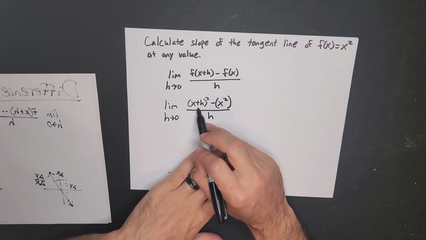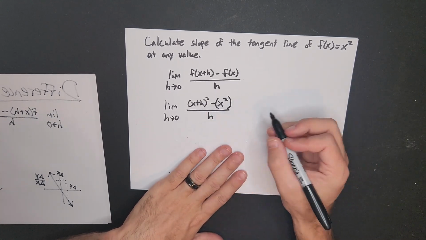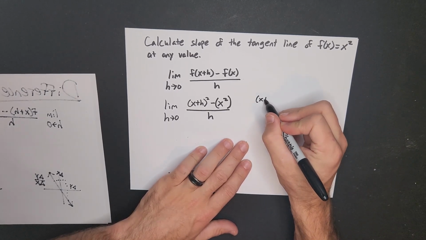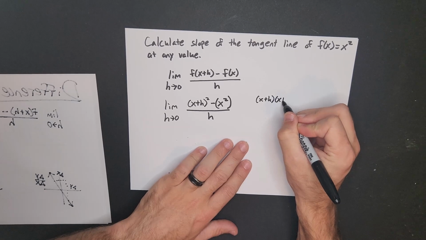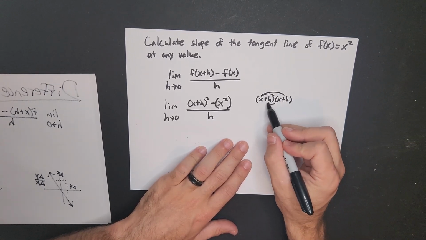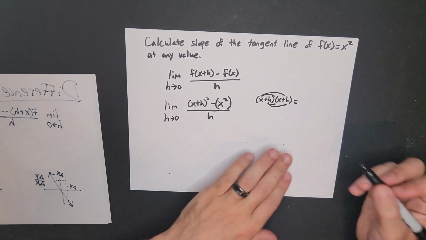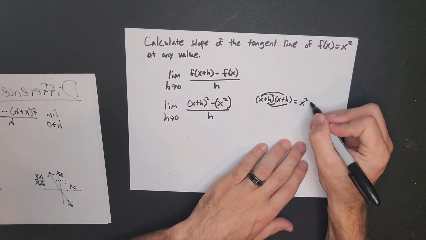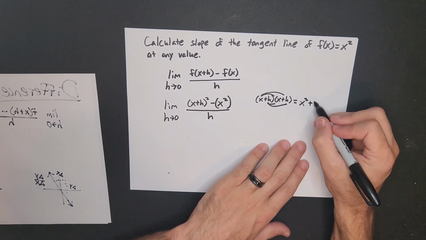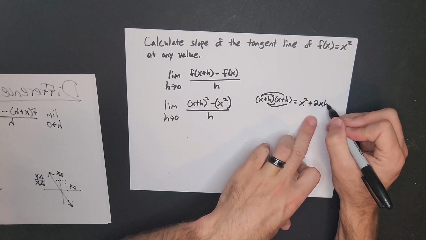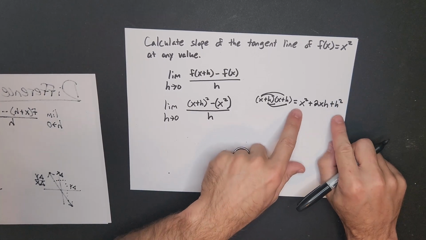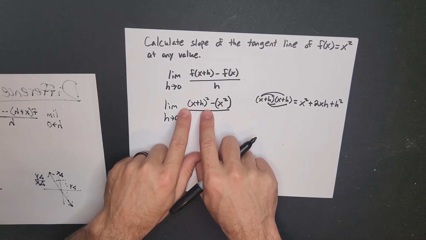So I have to expand this x plus h. I can't just leave it alone as is. So if you remember your old FOIL, or there's a little shortcut, but x plus h squared just means x plus h times x plus h. We're doing the FOIL method, or double distribute if you like it that way. So therefore we get x squared plus x times h and another x times h. So we'll have 2x times h plus h squared. So this is the value of my first section here.